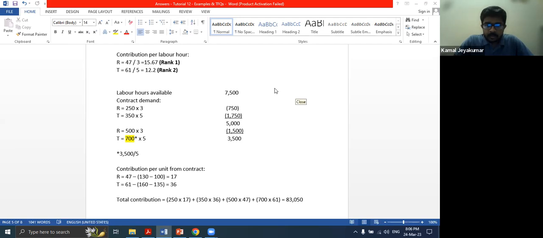Which part? I didn't get the contribution part. Can you repeat which part? Is it the last? This point is the last point.